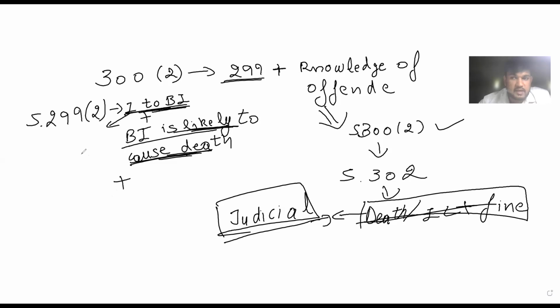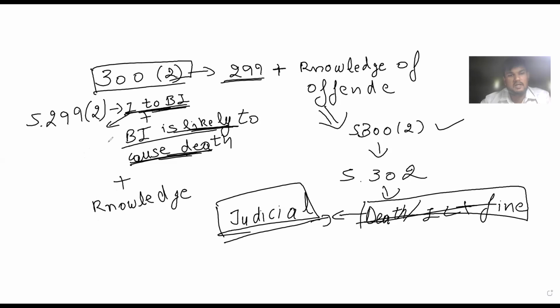Since in our case, A had the knowledge of the disease, that is swollen spleen, swollen appendix, then we talked about knowledge also. In order to make the accused culpable under section 302, you have to prove knowledge. But here, for culpable homicide, you just need to prove intention to cause that bodily injury, not intention to cause the death. For this, section 300 clause 2, we have to prove firstly section 299 2.